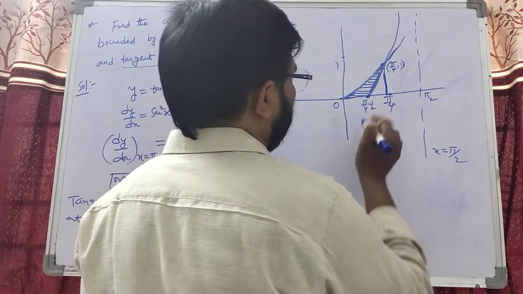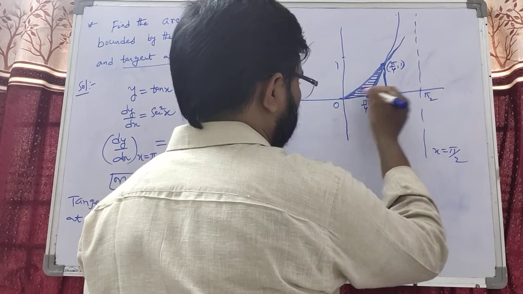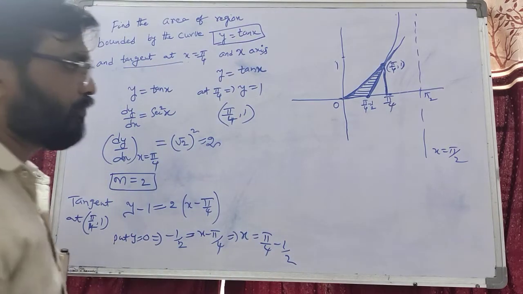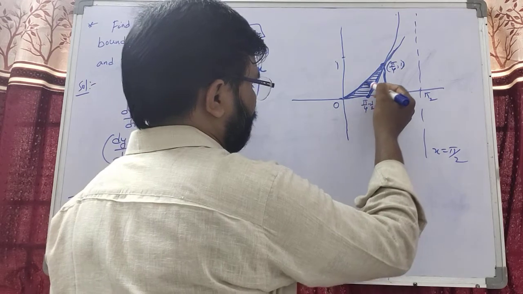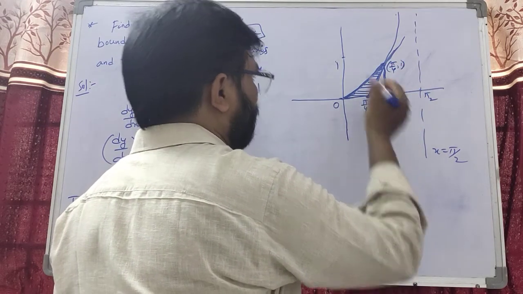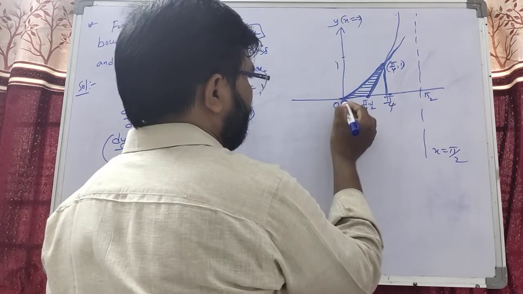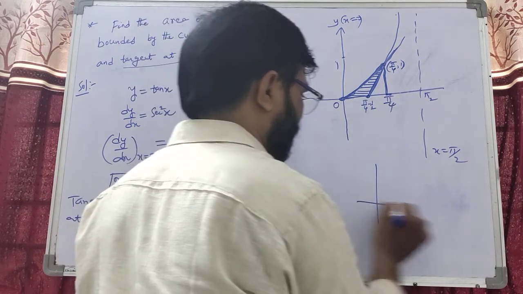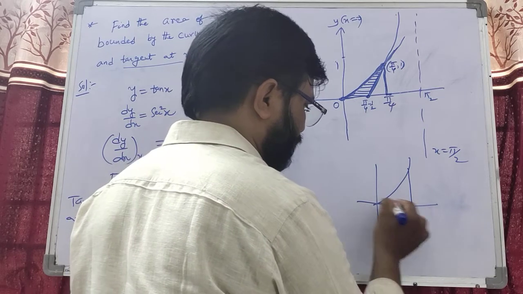First we have to find the total area. This is y equal to tan x. Okay students, first you can observe. First I find the area of this tan x bounded by x equal to pi by 4 and the line x equal to 0. Here this is 0, this is pi by 4. This is the tan x graph. Now first I have to find this area.